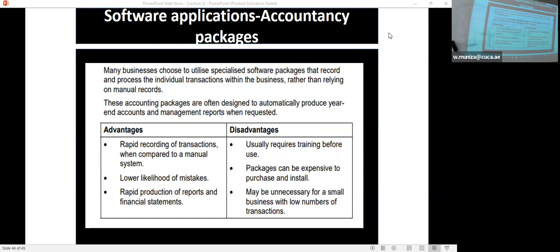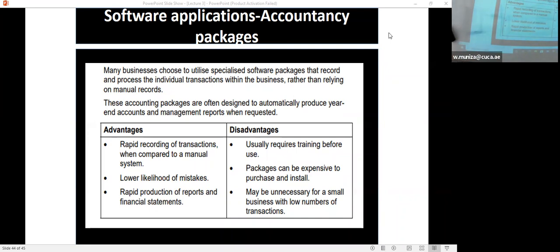Okay, the last one is accountancy packages. As I have given you an example, so many different accountancy packages can be used in organizations, like Tally, even Microsoft Excel is being used, like Oracle. We do have different kinds of accountancy packages used in the organization.